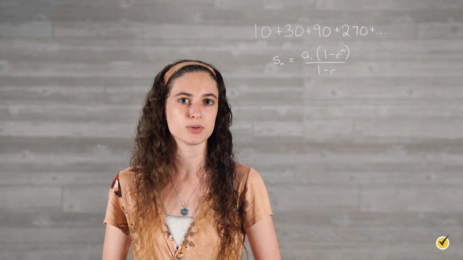Remember that n stands for the number of terms. Since we are looking for the sum of the first 8 terms, we can substitute 8 for n. A sub 1 stands for the first term in the sequence, which is 10. Recall that r stands for the common ratio. The common ratio is 3, so we can substitute r with 3 in our formula.